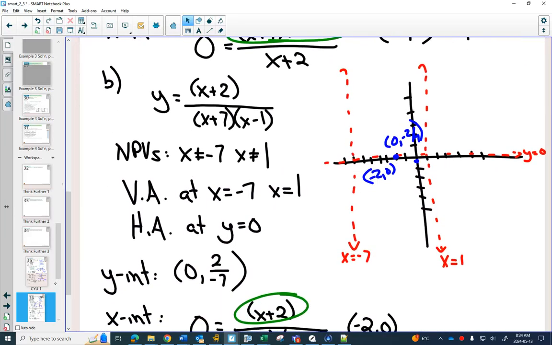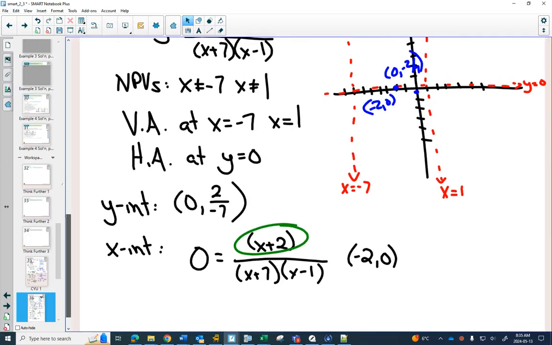So again, you list your non-permissible values, determine whether they're going to be vertical asymptotes or holes, and it's only going to be a hole if a non-permissible value simplifies and goes away. Then the degree was bigger in your denominator. Anytime your degree is bigger in your denominator, you're going to have a horizontal asymptote at y equals 0. So the start off is finding your vertical asymptotes through your non-permissible values, then your horizontal asymptotes.